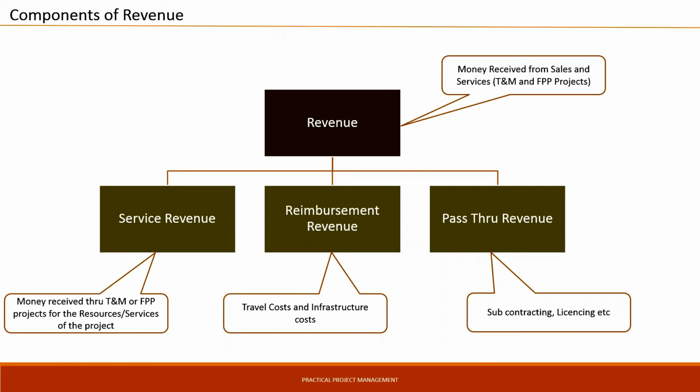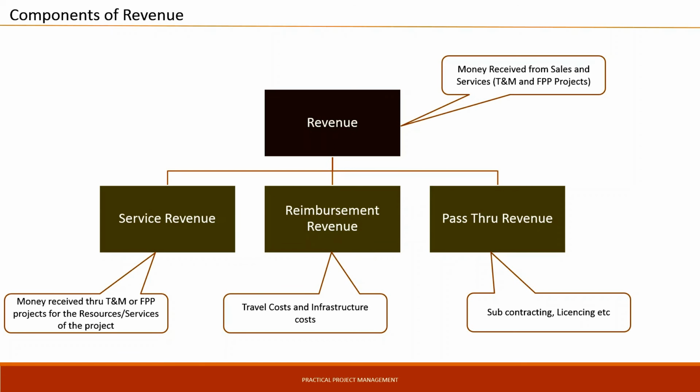The other way in which money can come is for the travels that you have made for your project work, or the infrastructure costs, such as setting up the link between your organization, your project, the ODC, or offshore development center, and the client servers, or setting up the different systems required for your project execution, the places required, and any other cost that the client is ready to reimburse for the money you have invested in kickstarting or executing your project.